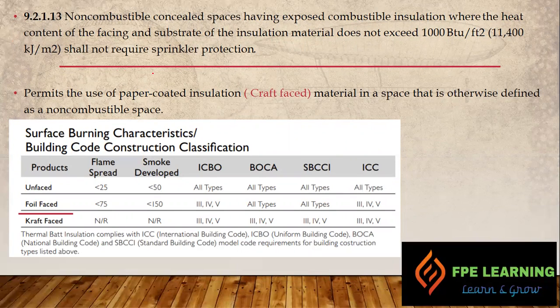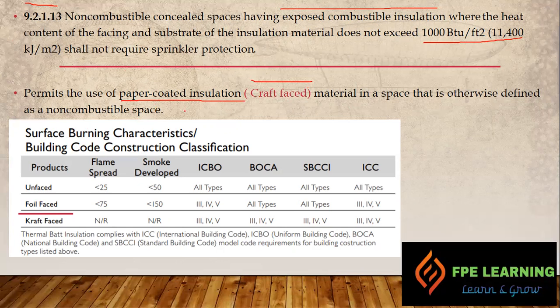Okay, the next one, 9.2.1.3 talks about the non-combustible concealed space having exposed combustible insulation, where the heat content of the facing and substrate of the insulation material does not exceed 1000 BTU per square foot, shall not require sprinkler protection, right? And 9.2.1.3 also permits the use of paper coated insulation or kraft face material in a space that is otherwise defined as a non-combustible space. If you can see here regarding the kraft face, it is allowed by ICC, International Code Council, in class 3, 4 and 5 types of building construction.